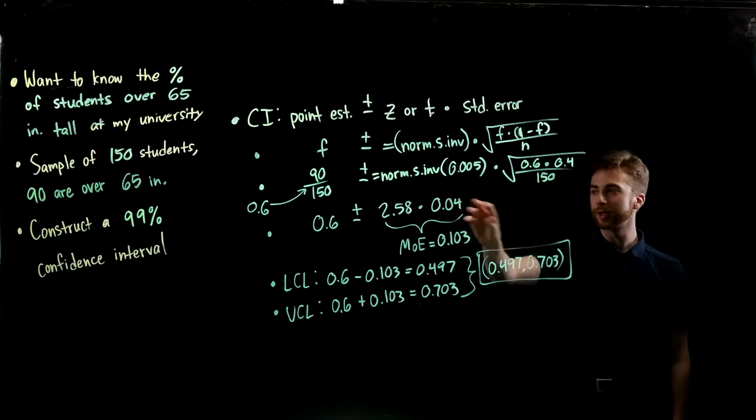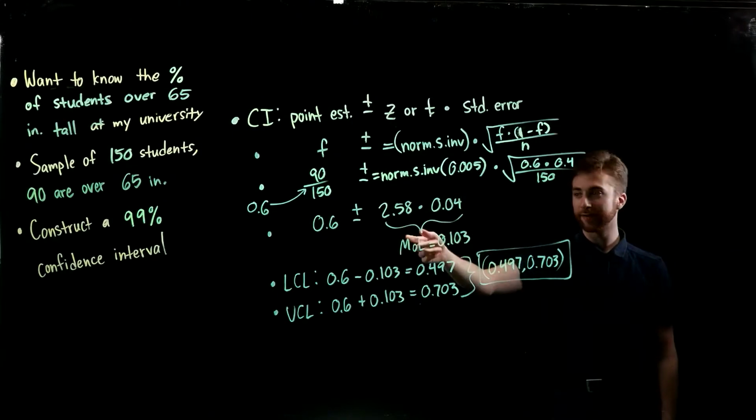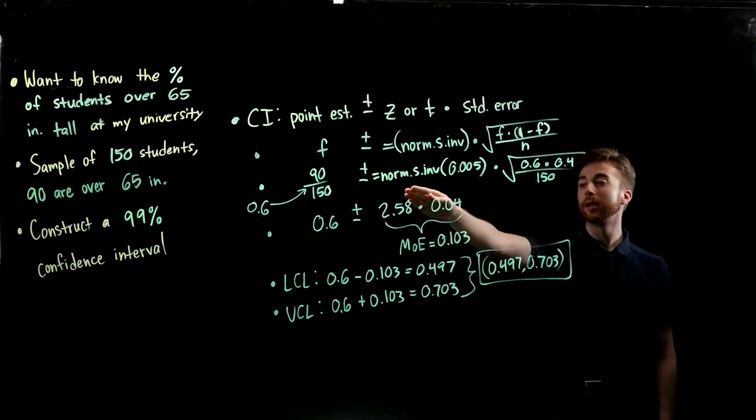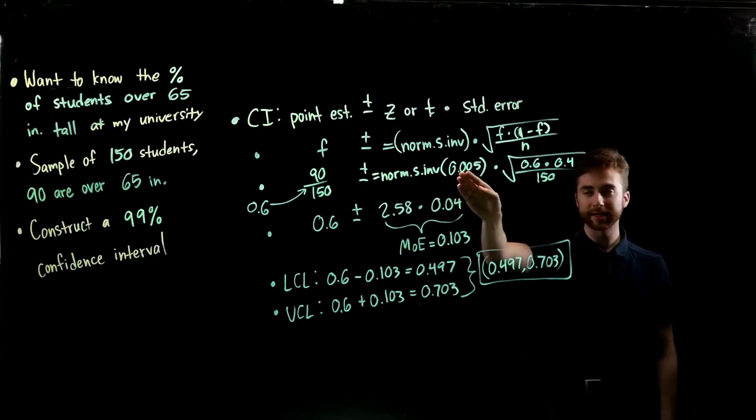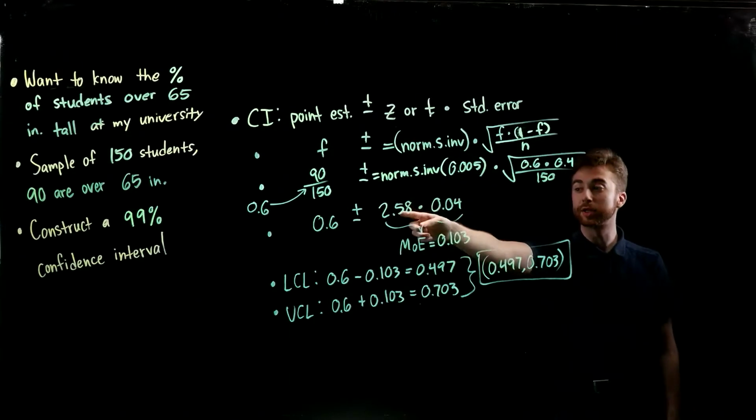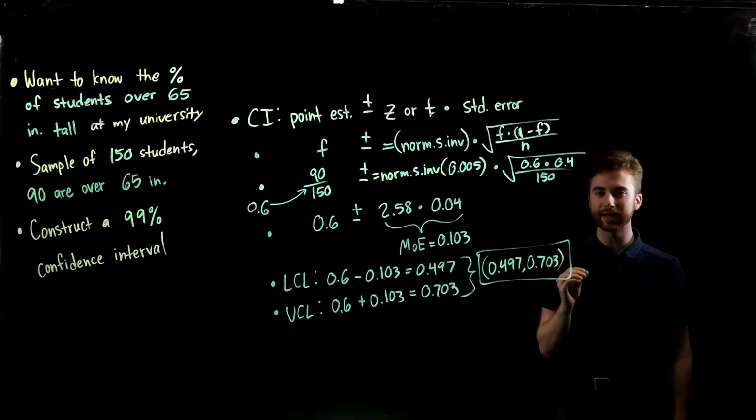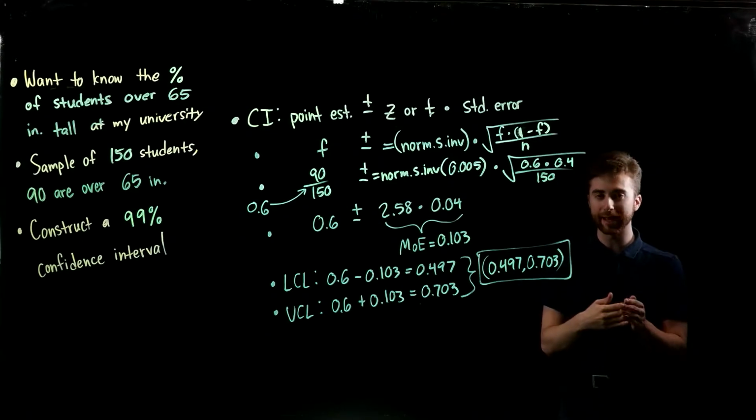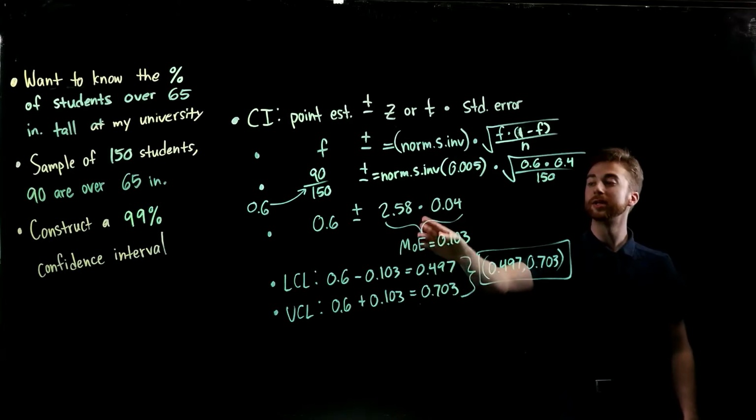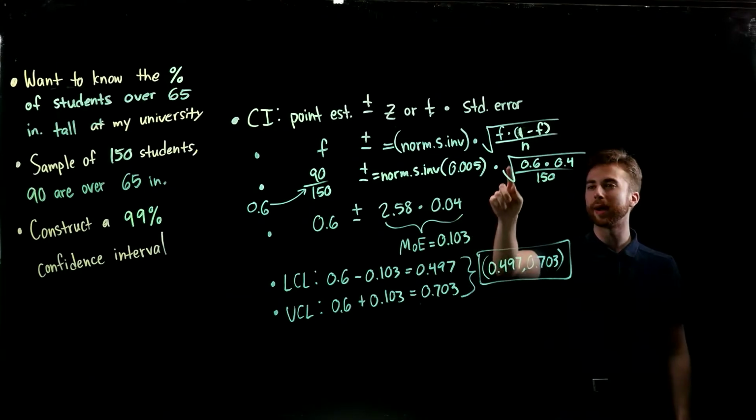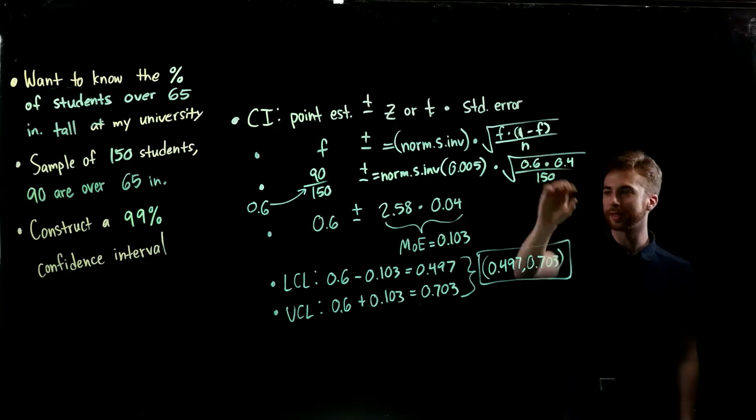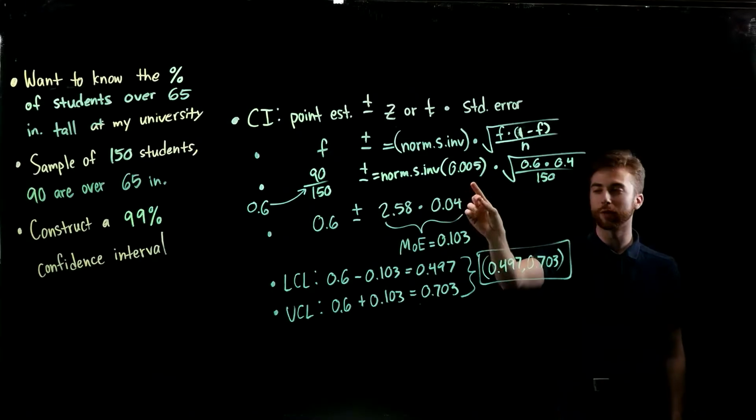So now to solve for each of those, the 0.6 we just identified was f, plus and minus what you get when you plug in norm.s.inv at 0.005, which is 2.58. Again, just make sure that's a positive number when it's spit out. It might give you a negative number. Turn it positive through the ways that we talked about before. So it's 2.58. Multiply that by the standard error. When you calculate this out, it gives you 0.04.